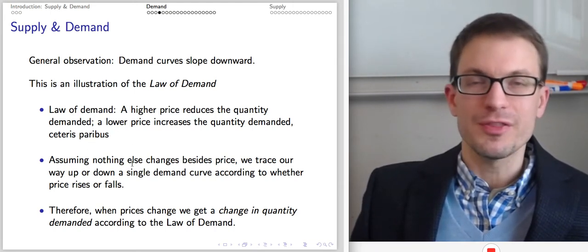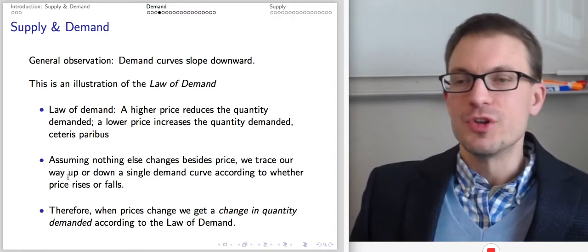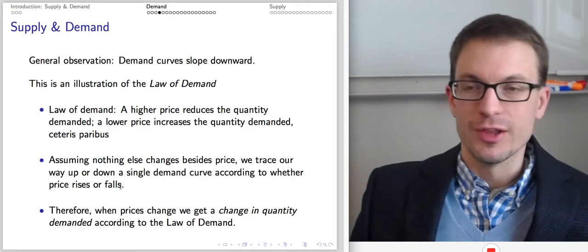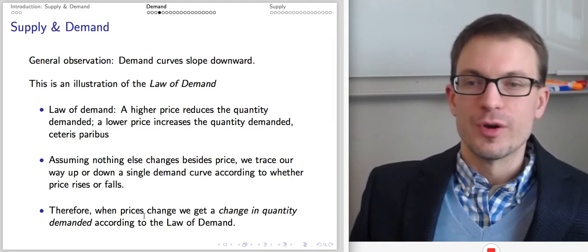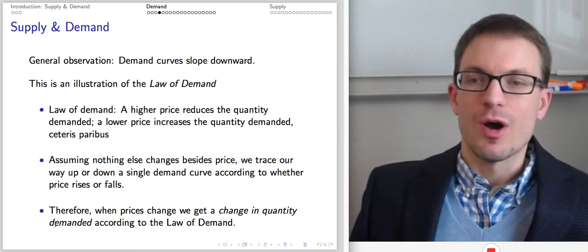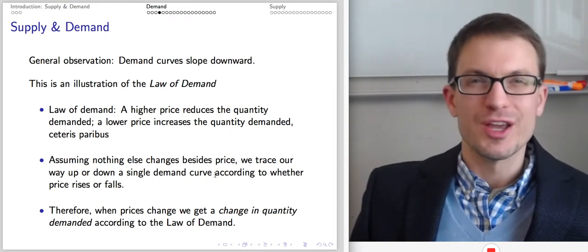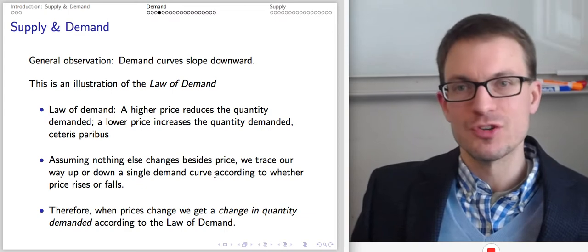Now, assuming nothing else changes besides price, we trace our way up or down a single demand curve according to whether price has risen or fallen. So therefore, when prices change, we get a change in quantity demanded according to the law of demand. Right? The law of demand will tell us which way quantity should change in response to a given change in price.